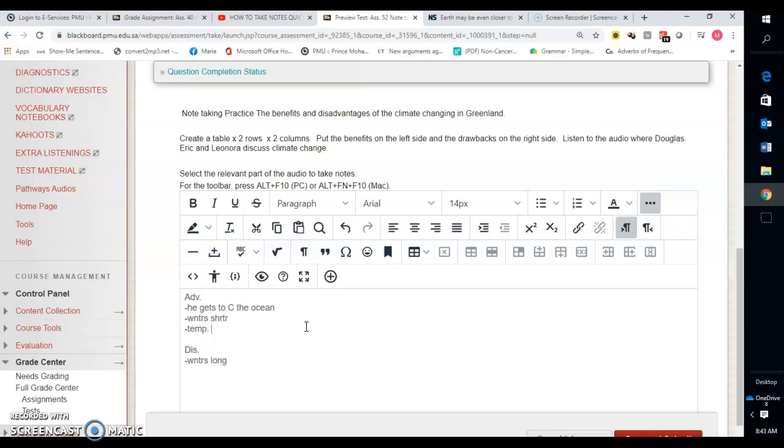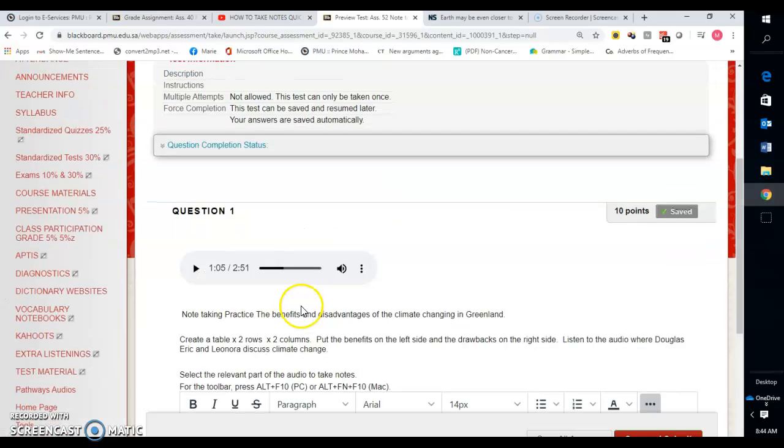Now, if you were writing by hand, you could enter a little arrow and just put an up arrow for increasing, but I don't know how to find that in this box.